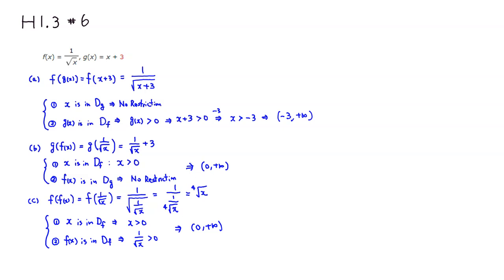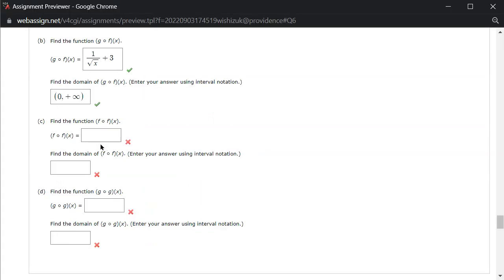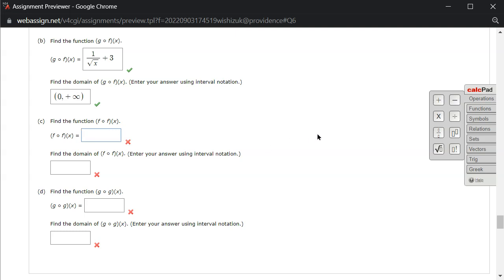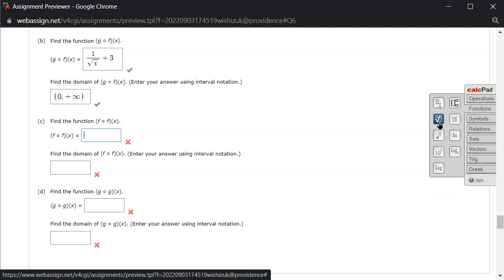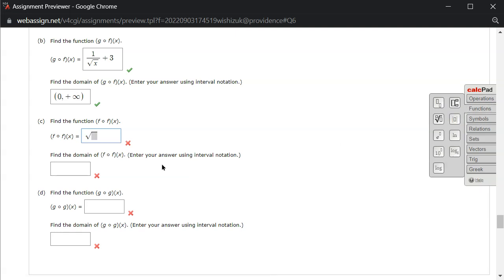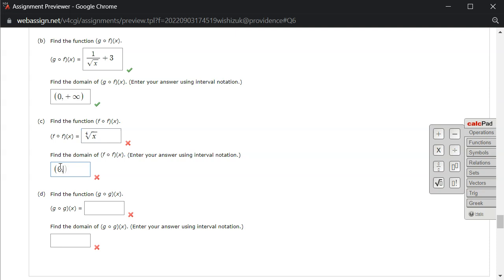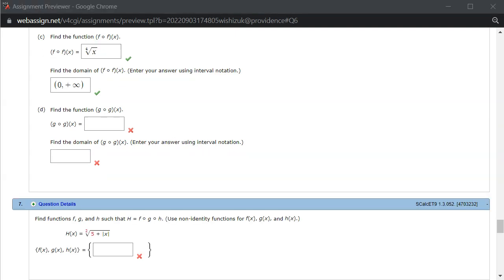All right, so let's type it in. We have f of f of x is the 4th root of x. Let's use the function here. And this is going to be the 4th root of x. And then domain is all positive real numbers. All right, let's check the answer. I came back and looks like we got part C correctly.